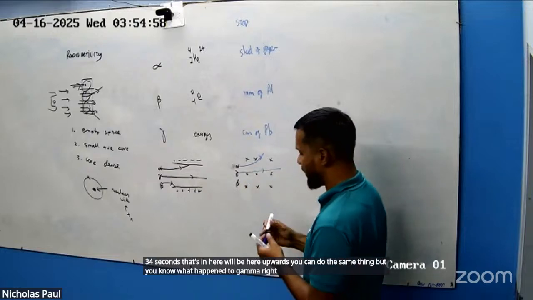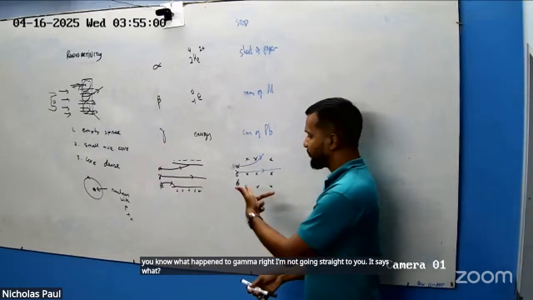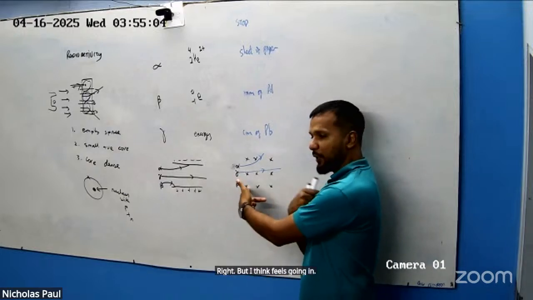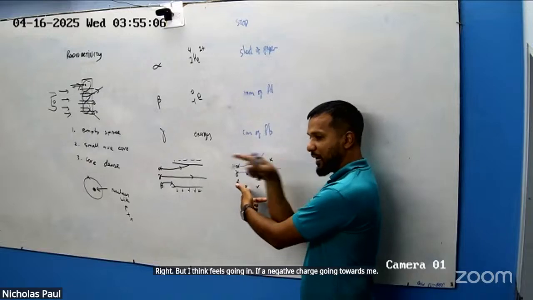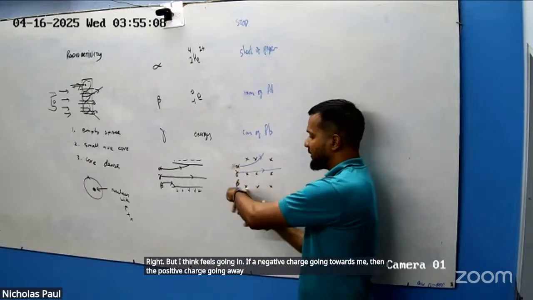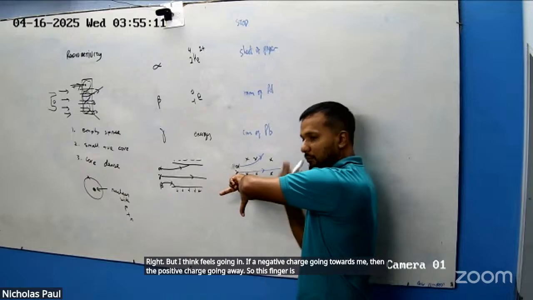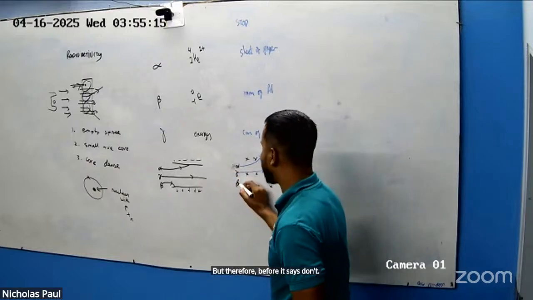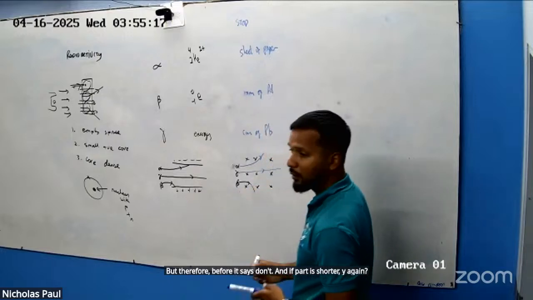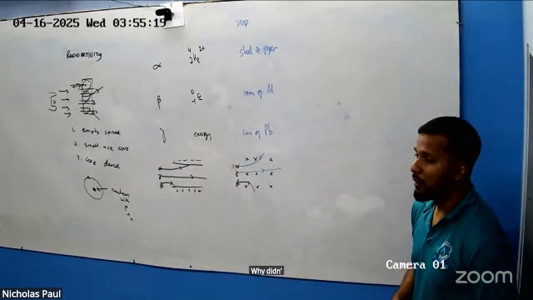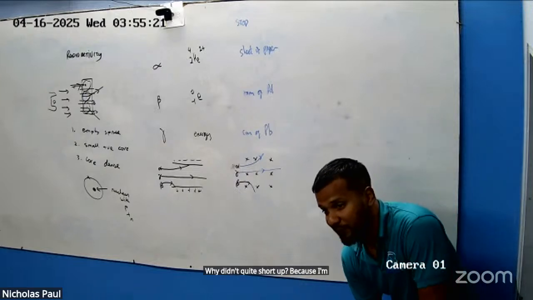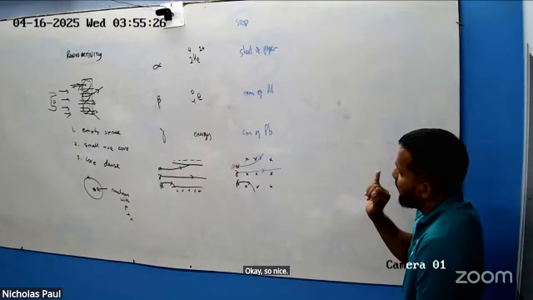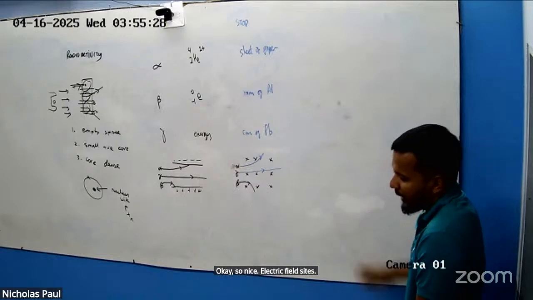Gamma going straight through. Beta is what? Magnetic field going in. If a negative charge going towards me, then the positive charge going away. So this finger is away. Therefore, the force is down. And the path is shorter. Why is the path shorter? Because the beta is smaller and lighter. Okay? So that's your electric fields. So that's the Form 5 stuff.